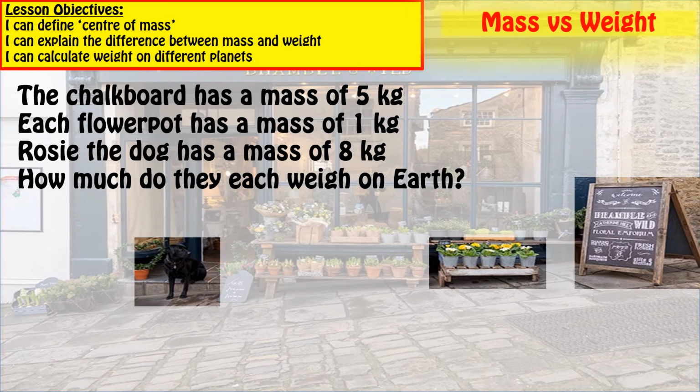Now we're on Earth. Okay, so what I want you to work out is the weights of the chalkboard, 1 flower pot, and Rosie the dog on Earth. And the gravitational field strength on Earth was 9.8 newtons per kilogram. So see if you can work out the weight. Right, let's have a look.